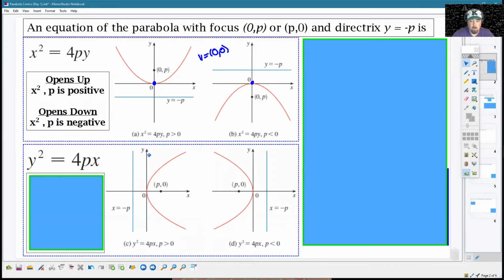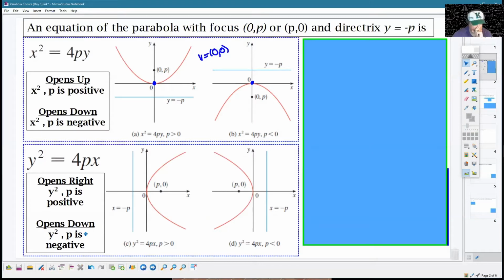Now, to open right, we're going to have a p-value that is positive. So to open right, we'll see a y squared, and p is positive. To open left, we're going to see y squared, and we're going to see that our p is negative, okay? So to start, this is a lot to take in, and it's going to be a real challenge over distance ed, but we're going to do it.